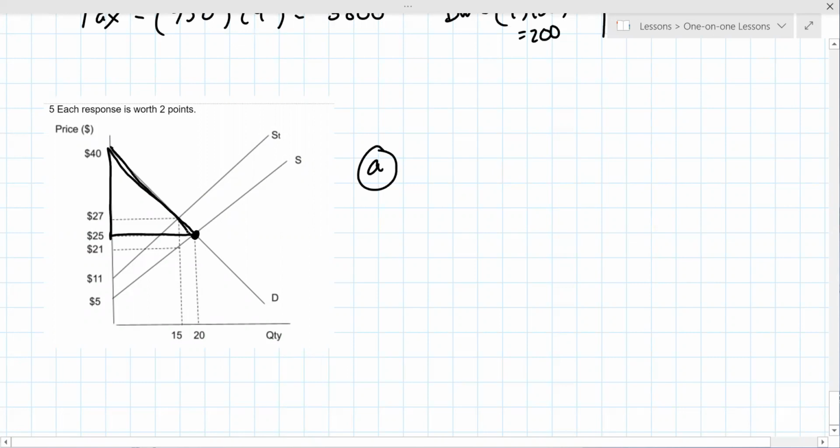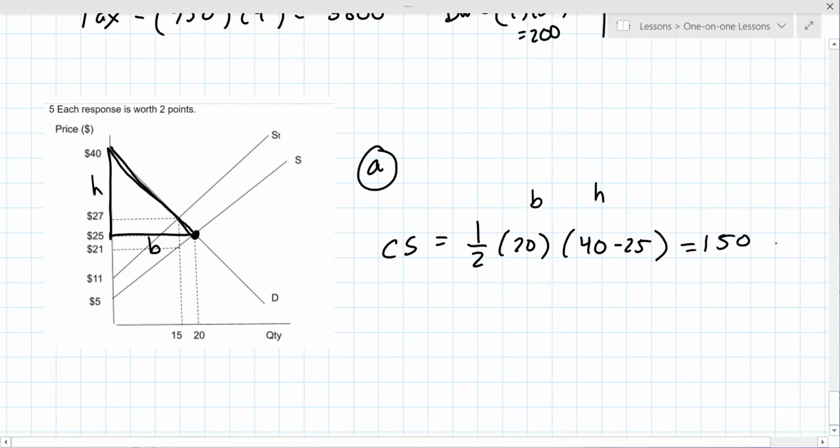So you're just finding the consumer surplus, which is the area of this triangle. It's 1/2 the base. The base is 20. That's the quantity. The height is 40 minus 25. That's your height. Base times height. So whatever that is, 10 times 15, that's 150, usually in dollars.